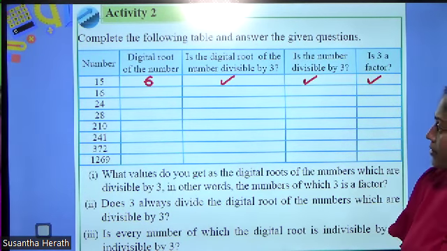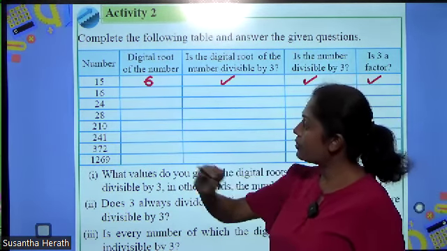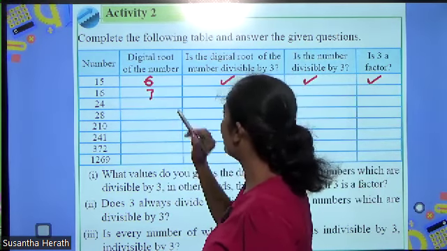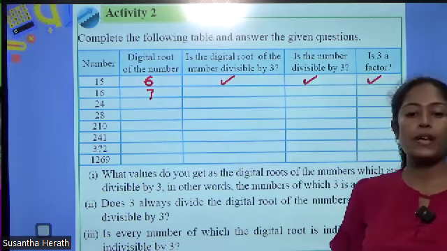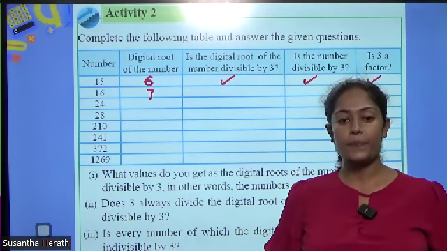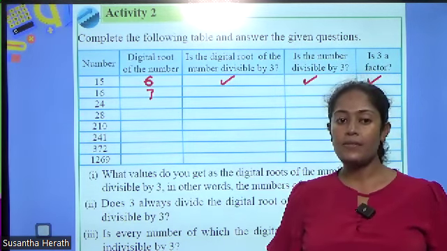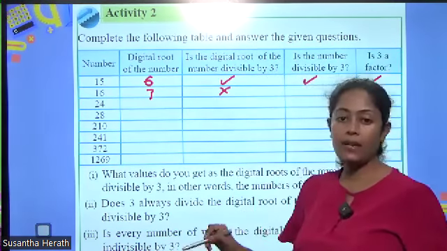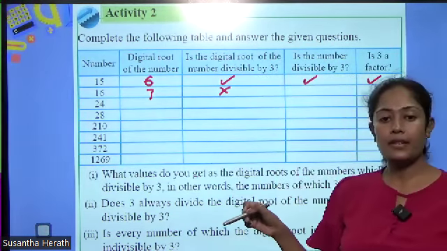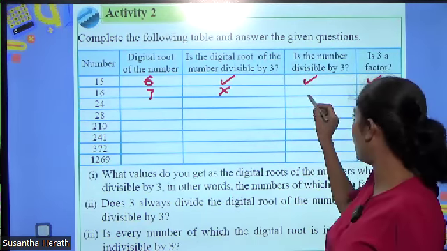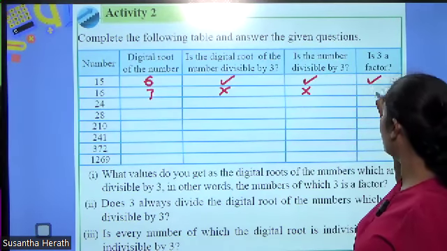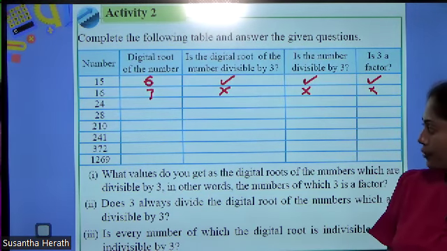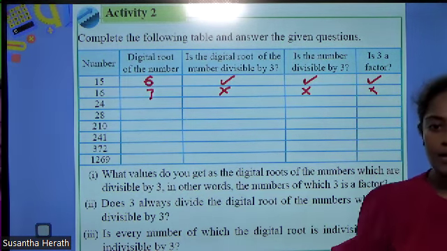We'll do next one also. Here 16. Digital root of the number 1 plus 6. Digital root is 7. Is the digital root of the number divisible by 3? No. 7 we can't divide by 3. Then no. The next one, is the number divisible by 3? No. Then that is also not a factor of that, right? Remaining questions I'll keep for you. You can do, then I'll discuss with you.